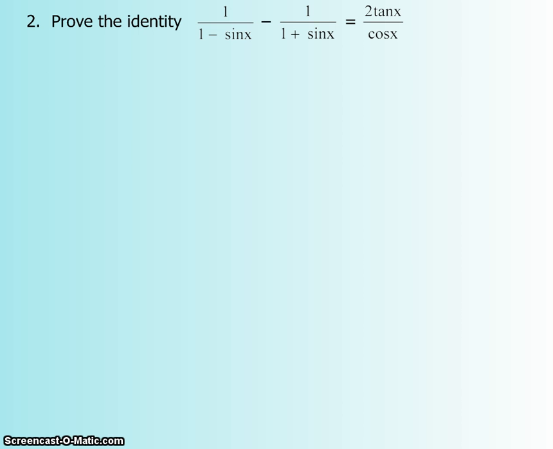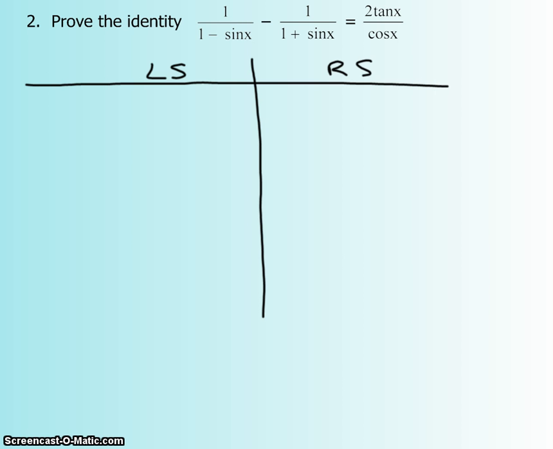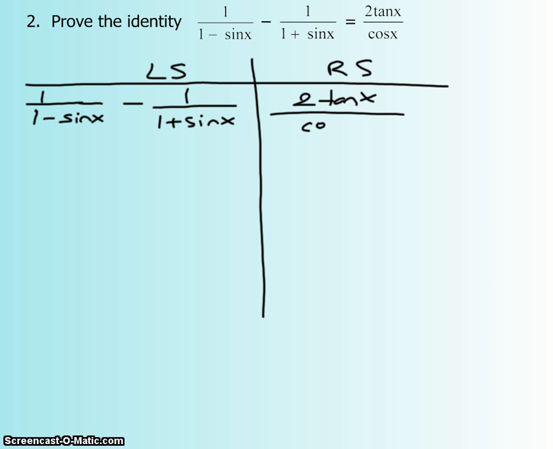The next one looks kind of crazy because there's all these fractions, but we're just going to use the exact same tips that we did before. So on the left-hand side, I have 1 over 1 minus sine x minus 1 over 1 plus sine x. And on the other side, I have the 2 tan x over cos x.